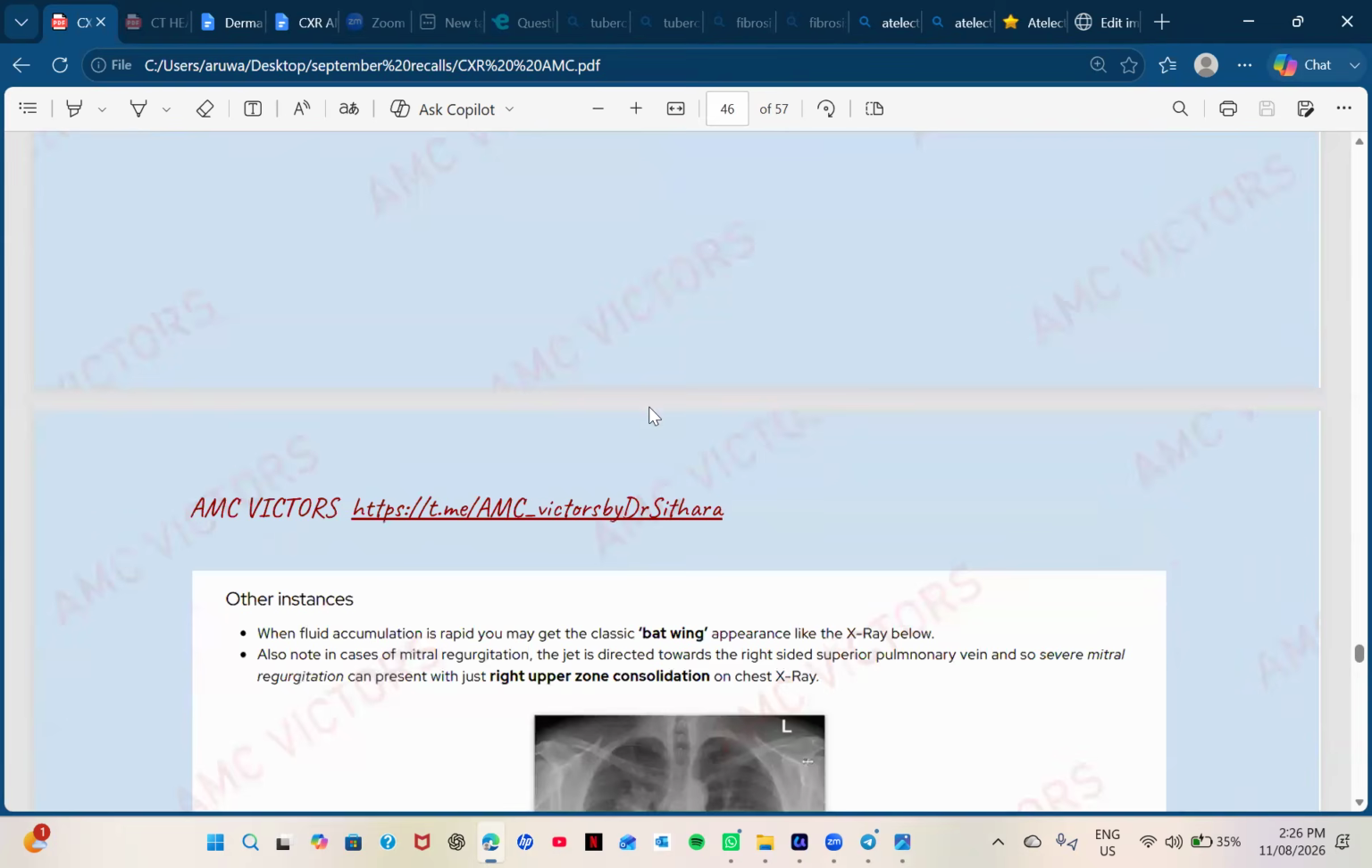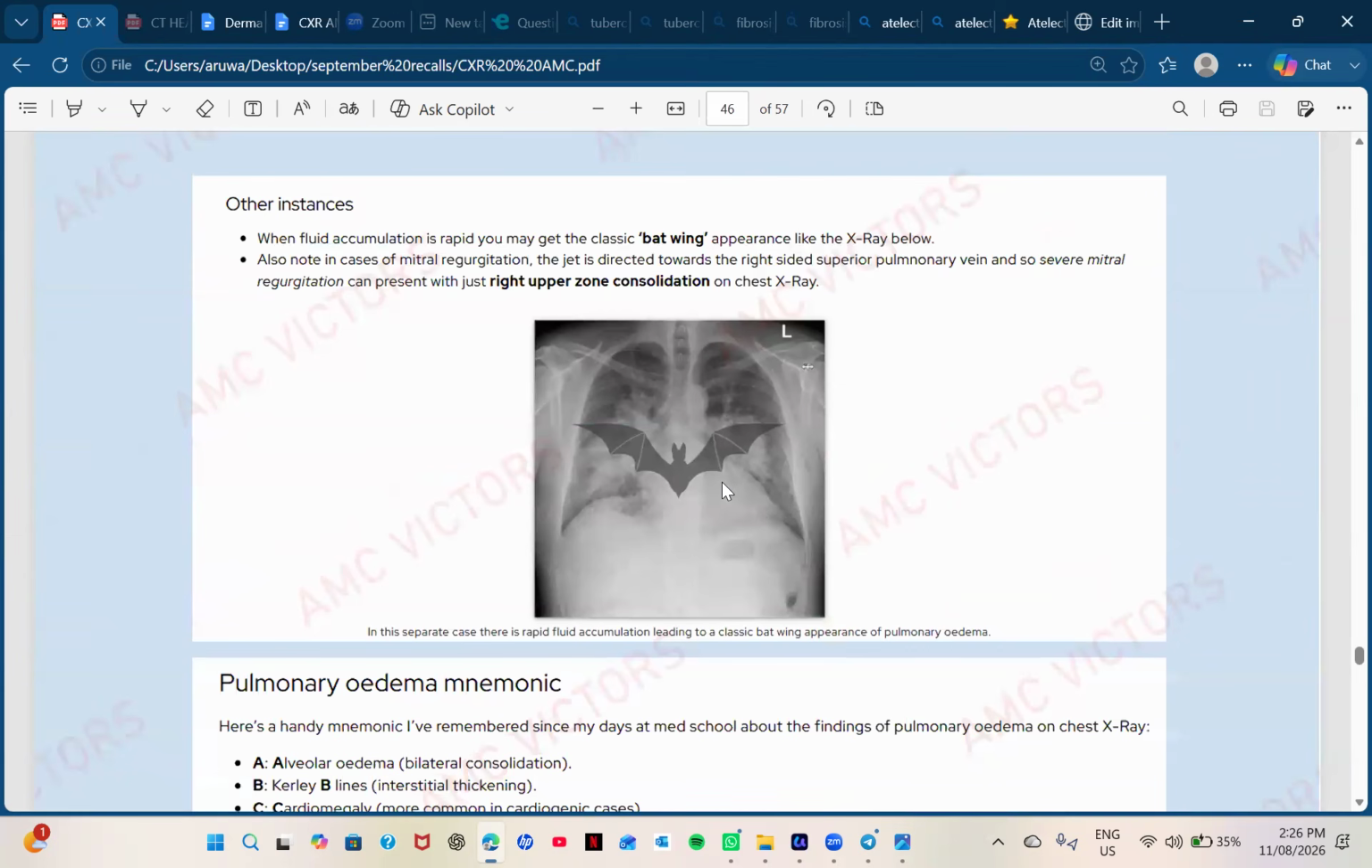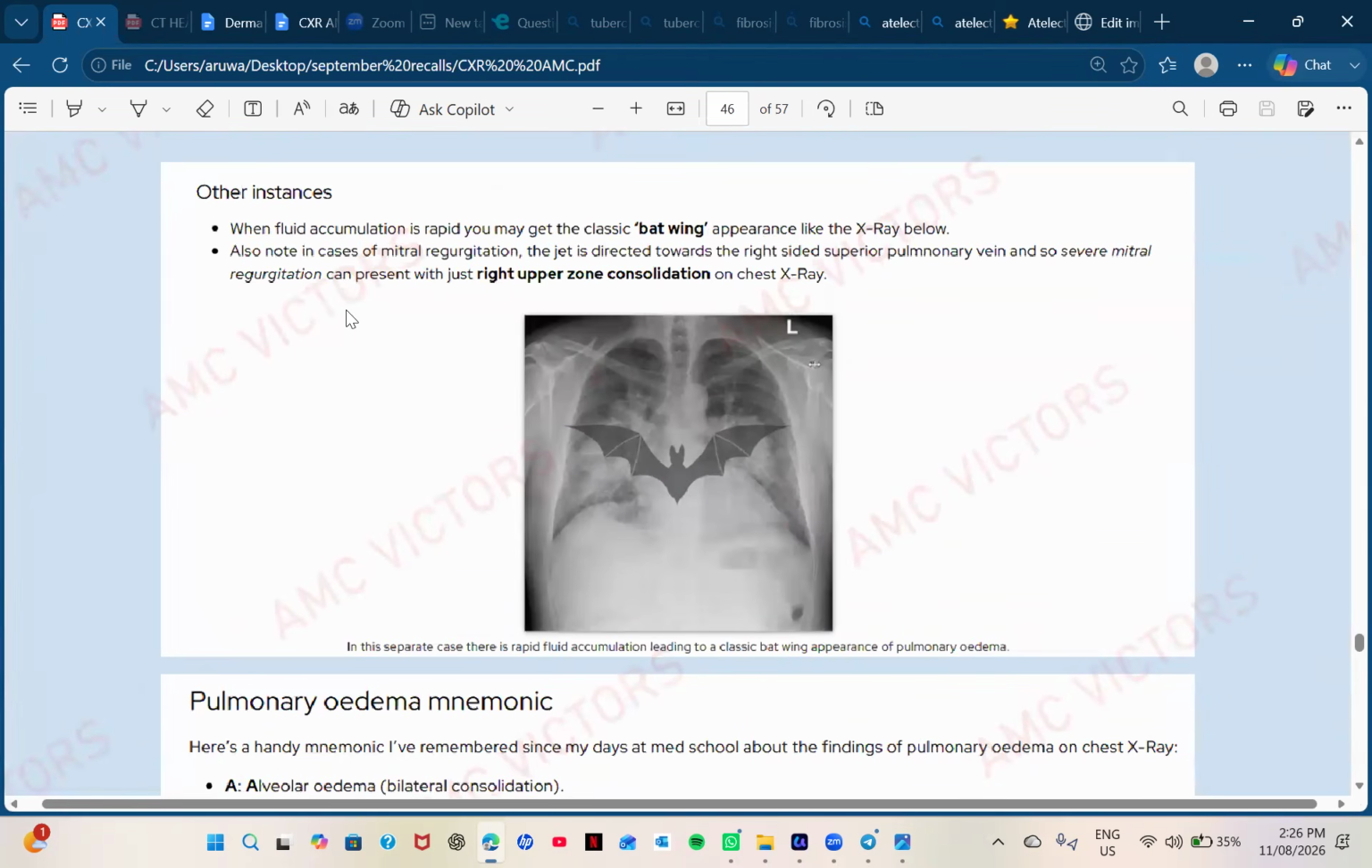opacity, the bat fin. This is the bat fin sign. Bat fin sign. So when the fluid accumulates rapidly, you may get the classic bat wing sign, like the proper pulmonary edema present. You can see the black. Can you see it's very dilated? Can you see it's like a bat-like thing?